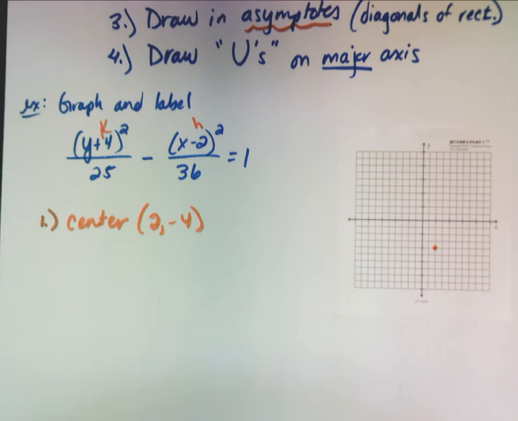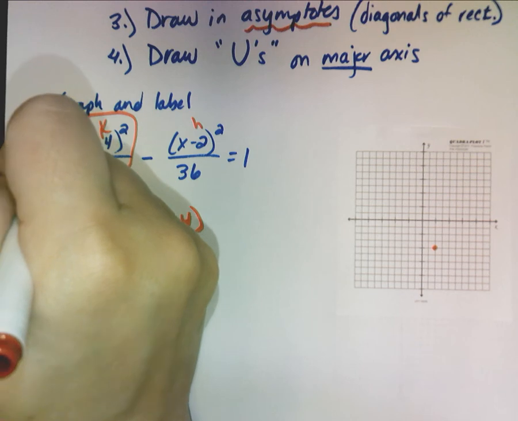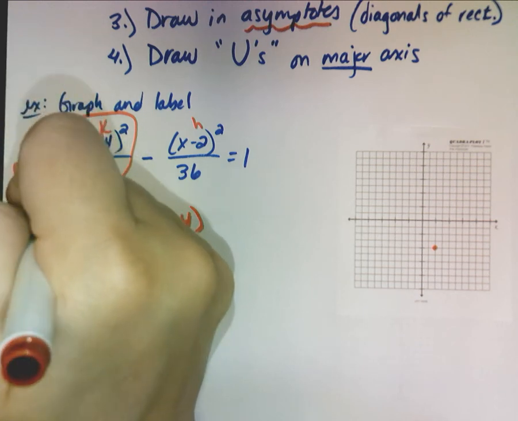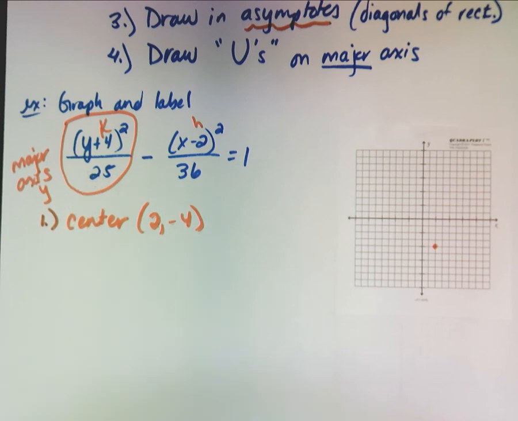Then we are going to find our a and our b. Now, I already know this is positive, so my major axis is y, and you can write that down if you want. It's not because this is bigger. It's because that is positive. That's what makes a hyperbola. So I know my U's are going to go, what do you think? Left and right or up and down, if my major axis is y?